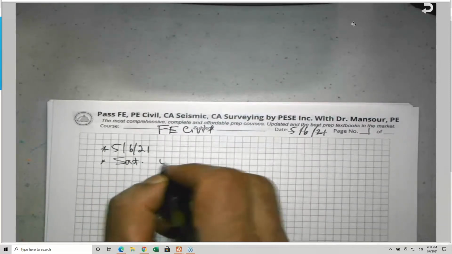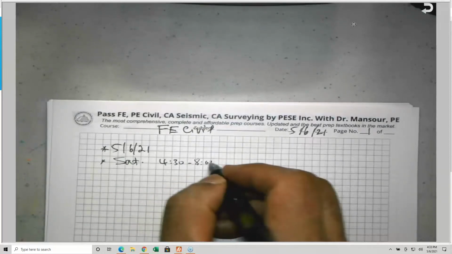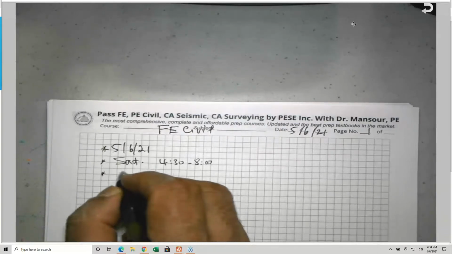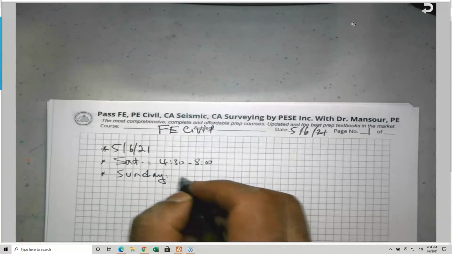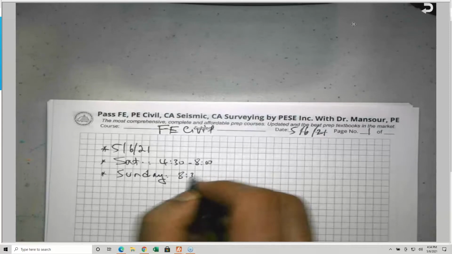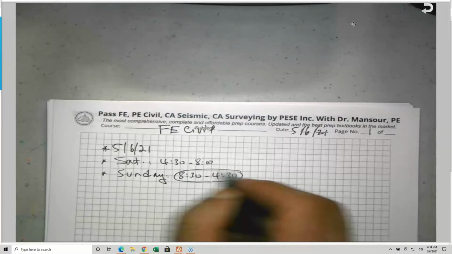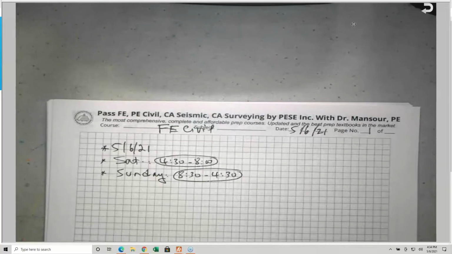from 4:30 to 8, we have a session, and I noticed that Sunday I have the whole day, from 8:30 in the morning to around 4:30 in the afternoon with a 1 hour lunch. So I will try to wrap up the chapters that I need to cover in these days, and we will do our best to cover as much as I can.